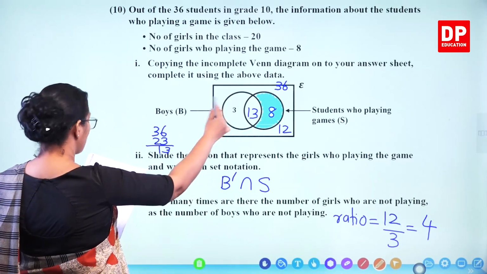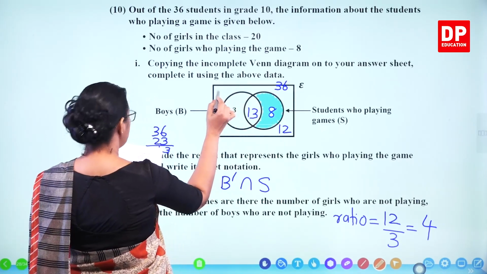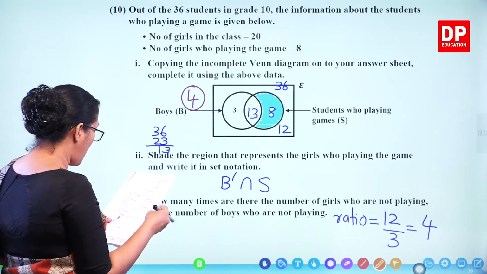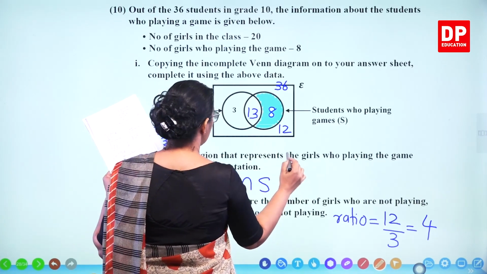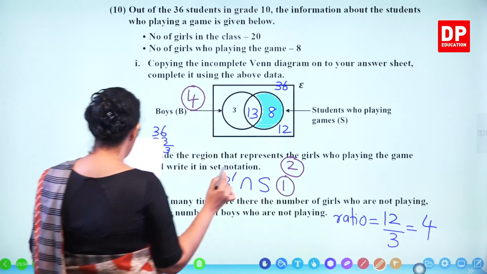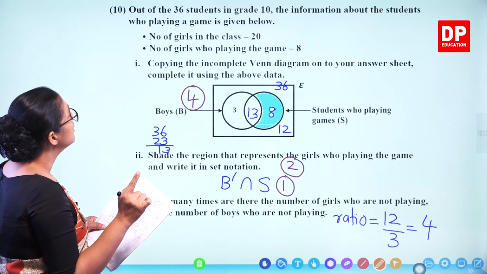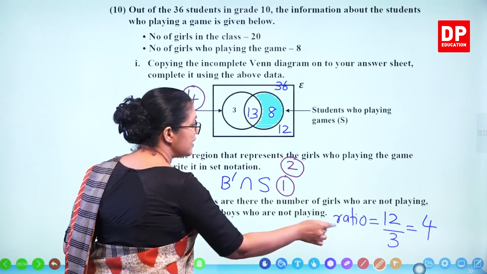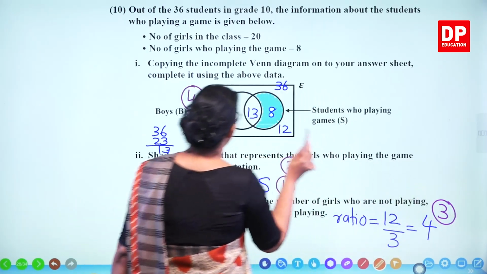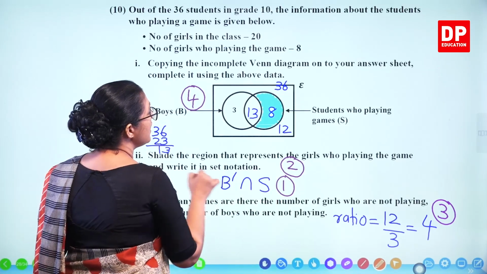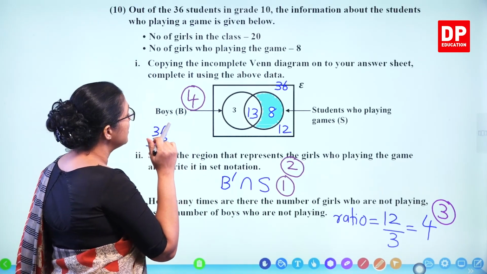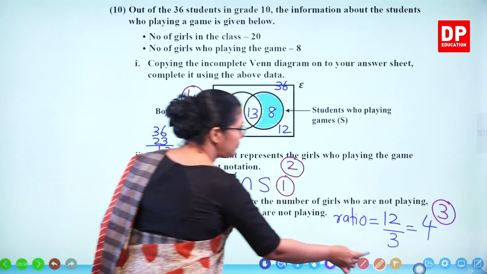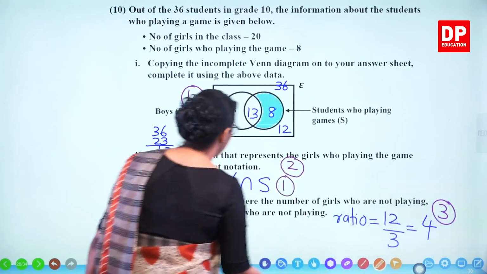So we'll see how many marks you get for each step. 4 marks for writing down all the correct values. And 2 marks for shading the region. And 1 mark for writing down the correct set notation. And 3 marks for finding the ratio. 4, 3, 7, 7 plus 3, 10 marks for the whole question. Let's do the next one.